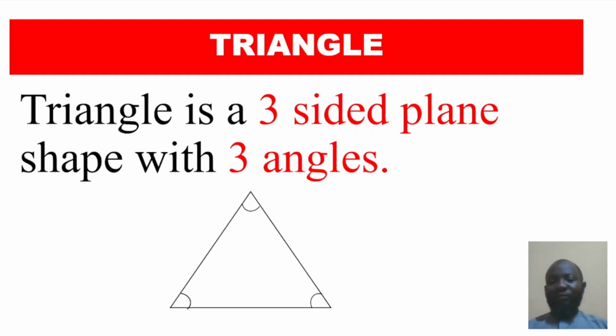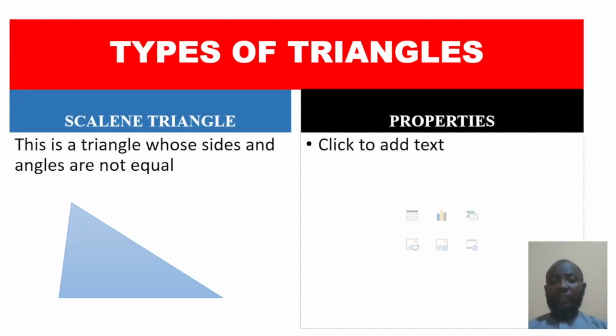In our video today we don't have any calculation. We are looking at properties, so it involves no calculation. The next is types of triangle. The first one we're going to look at is the scalene triangle.